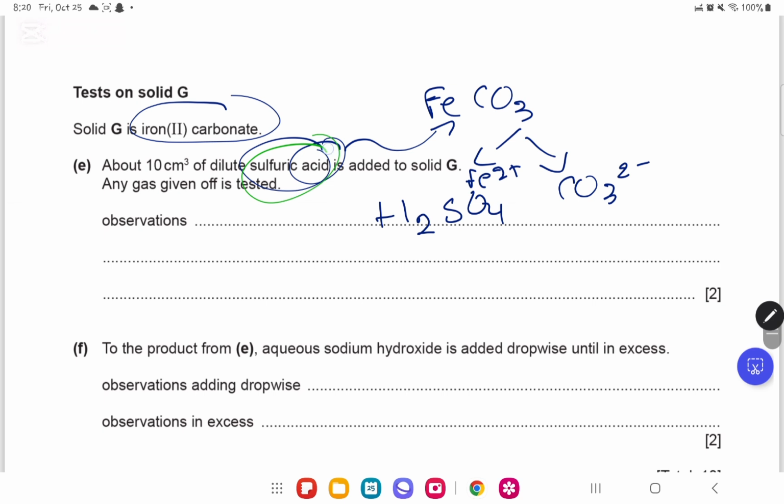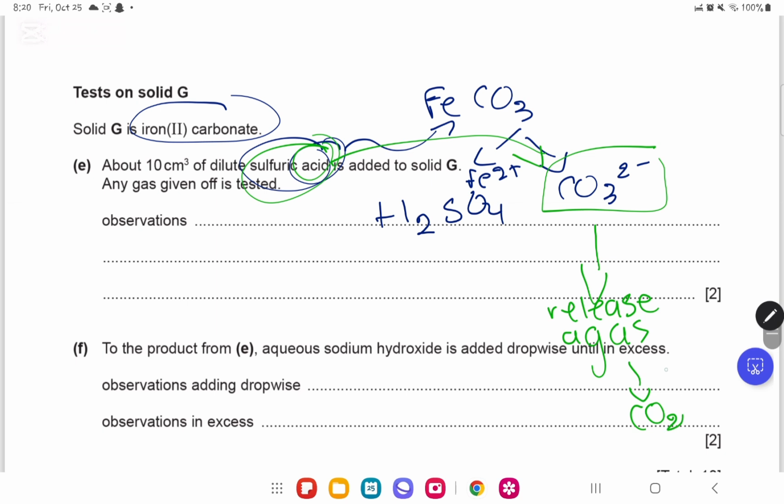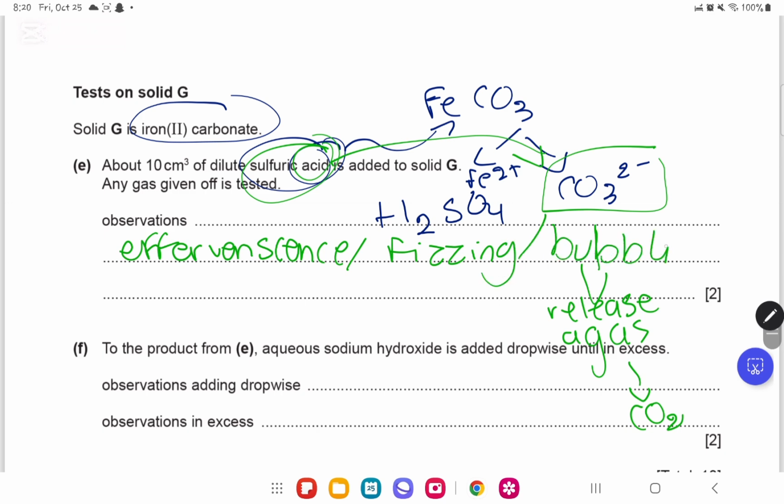If we're putting sulfuric acid, or any acid, into this, it will react with CO3 2 minus, and it will release a gas. To be more specific, this gas is CO2. So in chemistry, to observe the release of a gas, we will see bubbles. We call it effervescence or fizzing, okay? Or bubbling, whatever you want to call it. And then because carbon dioxide is released, we're gonna use a lime water solution, so it turns lime water milky. So that's E done.